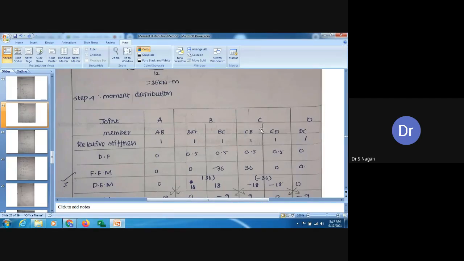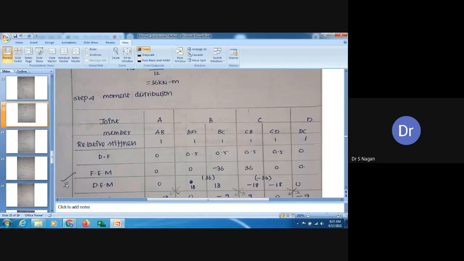And here at joint C, can you tell me what is the unbalanced moment and what should be the balancing moment? Balancing moment is -36, sir. Very good. What is the unbalanced moment? 36. Okay, 36 kilonewton meters unbalanced. So it needs to be balanced by applying -36. That should be written within bracket using pencil here in between these two. And come to joint D. Joint D, we don't have any moment, therefore 0. Okay? So this is the first iteration.